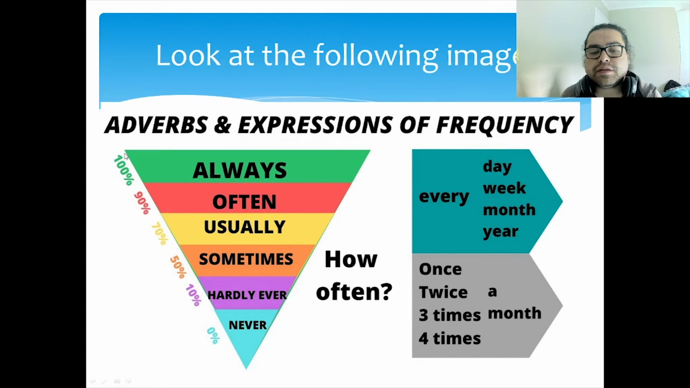This percentage is 100% for always, 90% for often, 70% for usually, 50% for sometimes, 10% for hardly ever, and 0 or no percent for never. Okay? So we also may include different answers to the word how often. You may say every day, every week, every month, every year, once a month, twice a month, 3 times a month, 4 times a month, and so on and so forth.